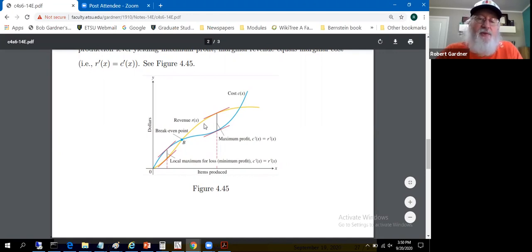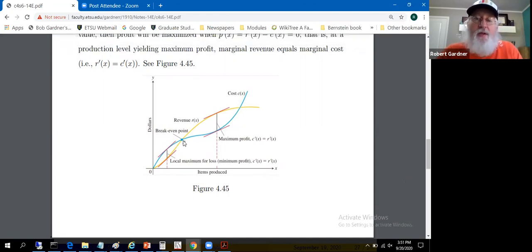And this goes through and compares cost functions with revenue functions. When cost and revenue are the same, you're at a break-even point, so you're not losing money. If you're spending more, if cost is greater than revenue, spending more than you're bringing in, then you're losing money. You break even. If you can get cost below revenue, then you're making money. They're furthest distance apart when you're maximizing profit.